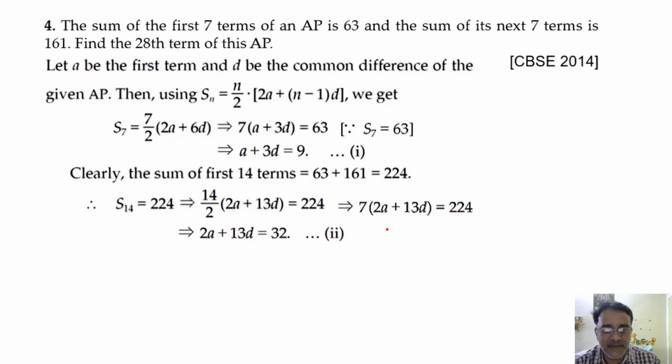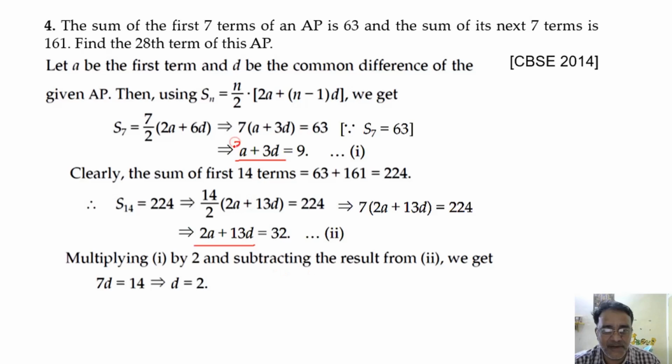So are any coefficients the same? Any coefficients are same? No. Okay, otherwise you can use the substitution method also. It will become 9 minus 3d, but what am I doing, I am multiplying this by 2, so this becomes 6d, and this 2a will cancel, and we'll get 7d equals 32 minus 18, which is 14. 7d is equal to 14. So d is equal to 2, we got it.